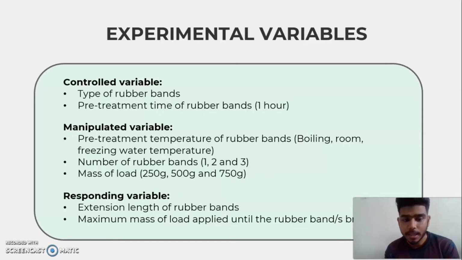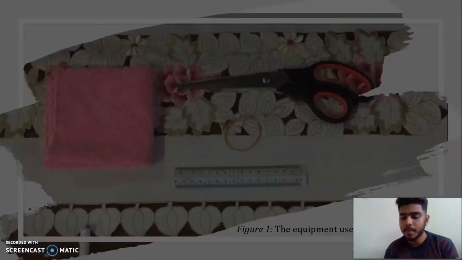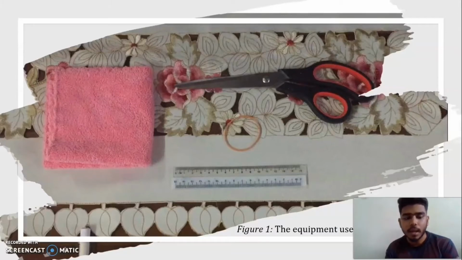Moving on, we use the max load of different mass loads, which are 250 grams, 500 grams, 750 grams. The responding variable for our experiment is to find the extension length of rubber bands and also the maximum mass of load applied until the rubber band snaps. So next is our procedure.